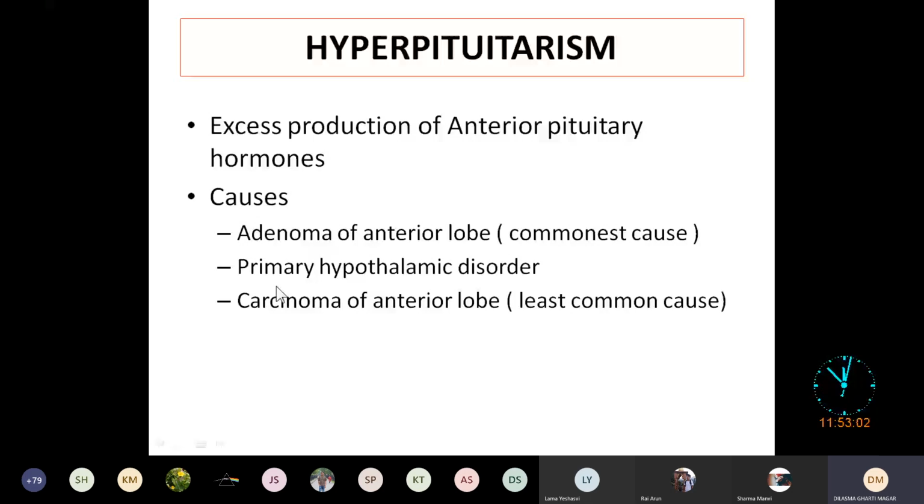And then another cause is the primary hypothalamic disorder, where the hypothalamus will send more and more signals, though there will not be any adenoma or carcinoma. That's why it will produce more hormones. So that is one of the causes.